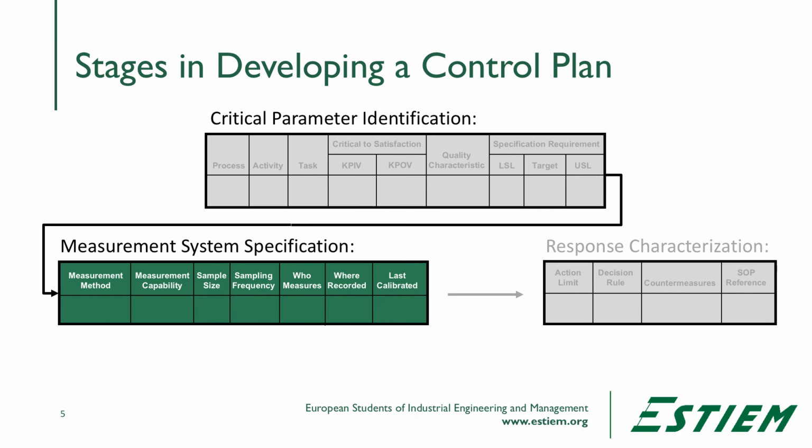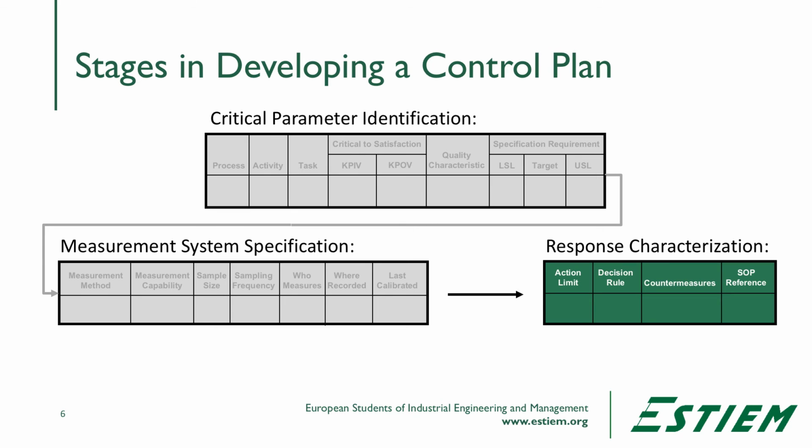And then the final component is taking a look at the response characterization. When we have a change, how much change is acceptable? At what point in time do we have an action limit? In other words, if the performance gets to here, we're going to do something to adjust the process. Otherwise, we let the process operate within its natural range of variation. What's the decision rule when we get to that level of performance and we exceed the action limit? What is the countermeasure we're going to put in place? And then finally, what is the standard operating procedure or the reference that describes this measurement system and how we're going to manage it in the future?